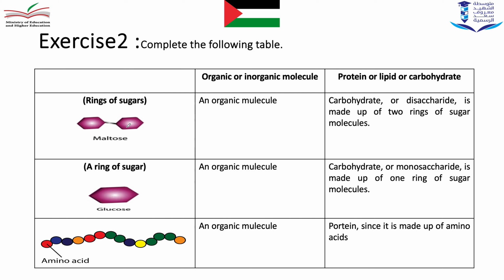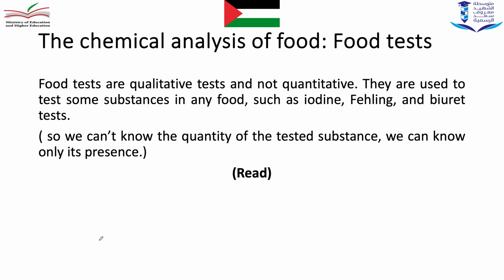This one is maltose, which is a disaccharide carbohydrate because it's made up of two rings of sugars. As you see here, it's given two rings of sugars for maltose. Glucose is a carbohydrate made up of one ring of sugar, so it's a monosaccharide. And this one is a protein since it's made up of amino acids. Look at the given here, it's an amino acid, so it's made up of amino acids. We say that this is a protein.